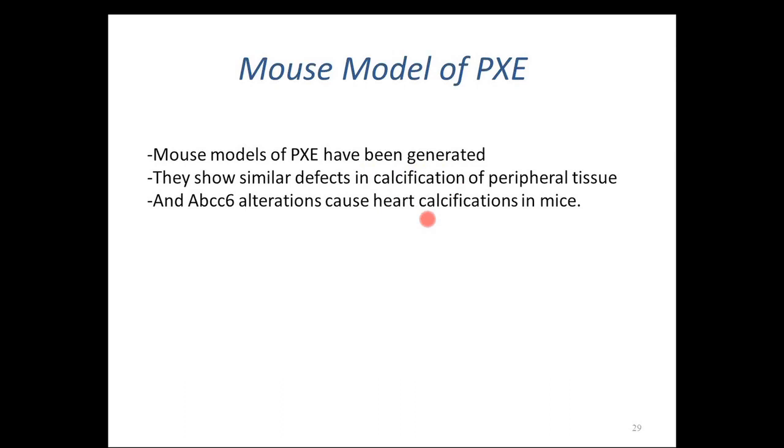And curiously enough, there had been mice identified decades ago that had calcifications of their heart, and when those were looked at in detail, they were found to have mutations in ABCC6. So we do have a mouse model of the disease, and that obviously is being looked at and will be a very important thing to potentially test new therapies in.